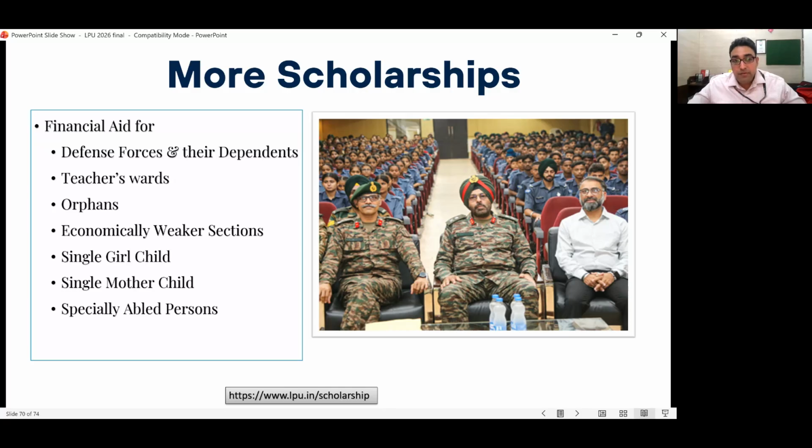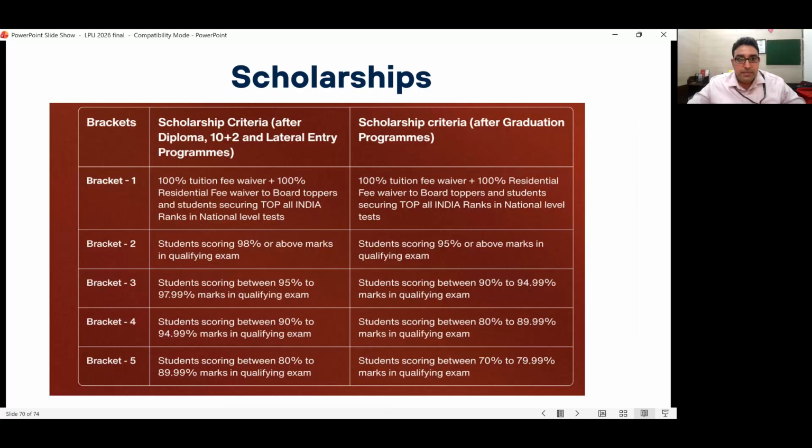If you are a ward of a teacher, if either of your parents is from the teaching fraternity, you can have a scholarship. Unfortunately, if you are an orphan, you can have a scholarship. If you are from an economically weaker section, you can have a certain scholarship with terms and conditions applied. If you are a single girl child, you can have a scholarship. If your mother is raising you single-handedly, you can have a scholarship. If you are differently abled, you can have a scholarship.